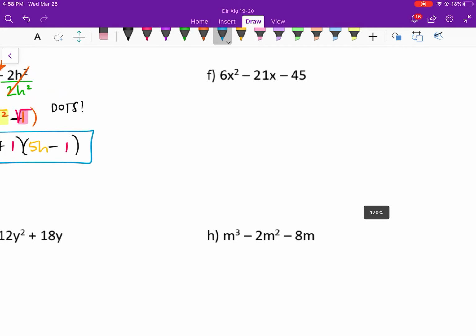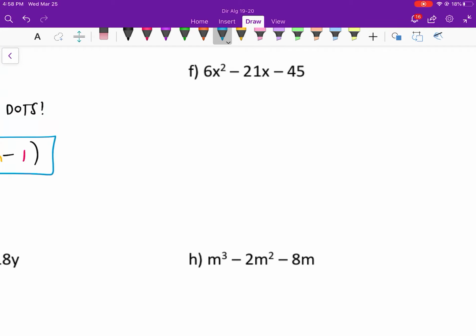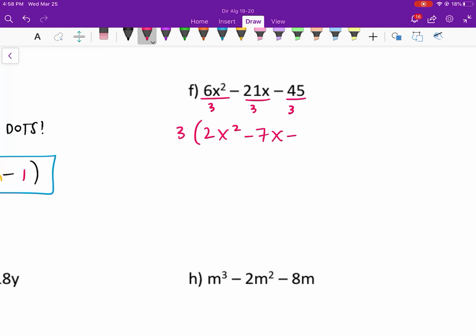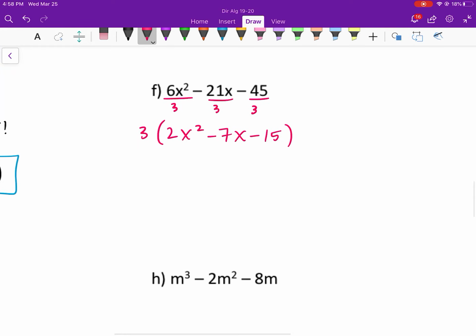In example F, we have 6x squared minus 21x minus 45. We, of course, start looking for a GCF. Something I can take out of all 3 terms would be a 3. So I set it aside to be left with 2x squared minus 7x minus 15. So I took out a GCF.